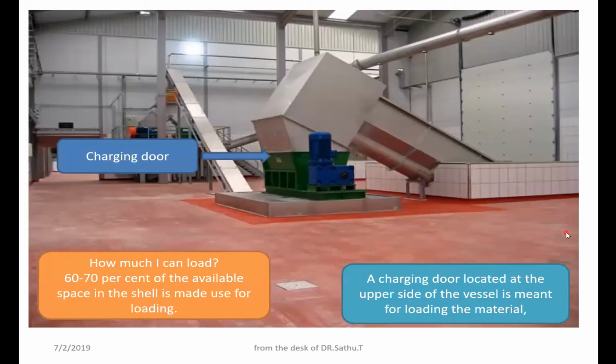So from the ground floor, the material will be crushed, and this is the screw conveyor. Through the screw conveyor or the blow gun, it will be put into this cooker through the charging door. The door will be opened and the material put in. A charging door located at the upper side of the vessel is meant for loading the materials.